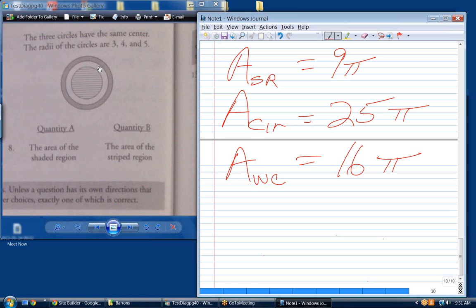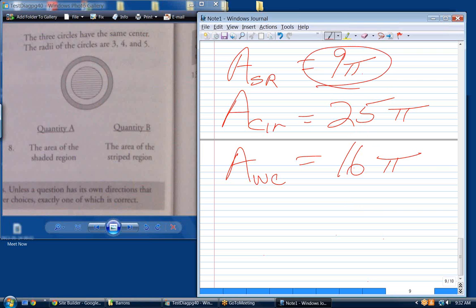Well, right. And the area of this region here, the white region, is not the area of that white circle. In other words, when I take the outside circle and subtract out this second middle circle, I'm taking away the striped region also. So that gives me the shaded region. Right, okay. So that shaded region is going to be 25, 9 pi is the shaded region.